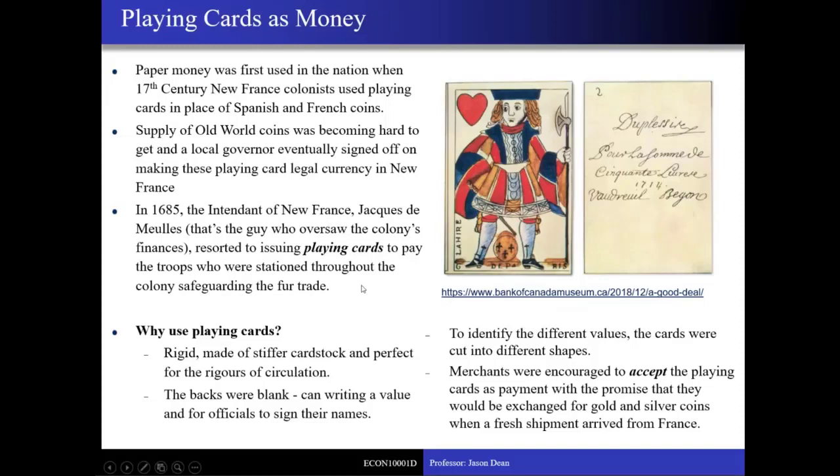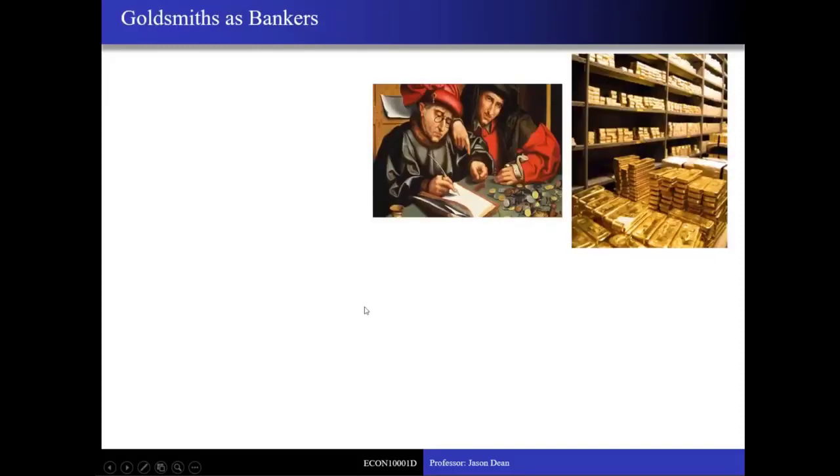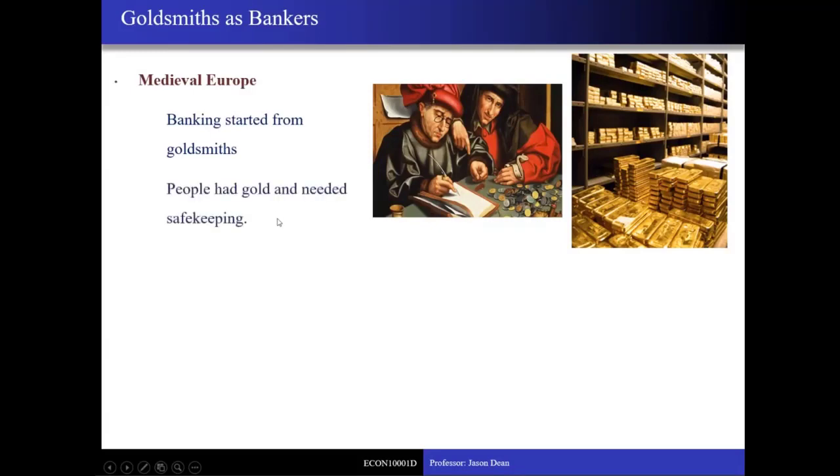Now we're going to talk a little bit of history, just how the first bank came about. And the first bankers were, in fact, goldsmiths. So the idea is very straightforward. In medieval Europe, banking started from goldsmiths. Why goldsmiths? Well, goldsmiths would provide safekeeping storage. They would provide a vault or something like that for people to keep their money safe.